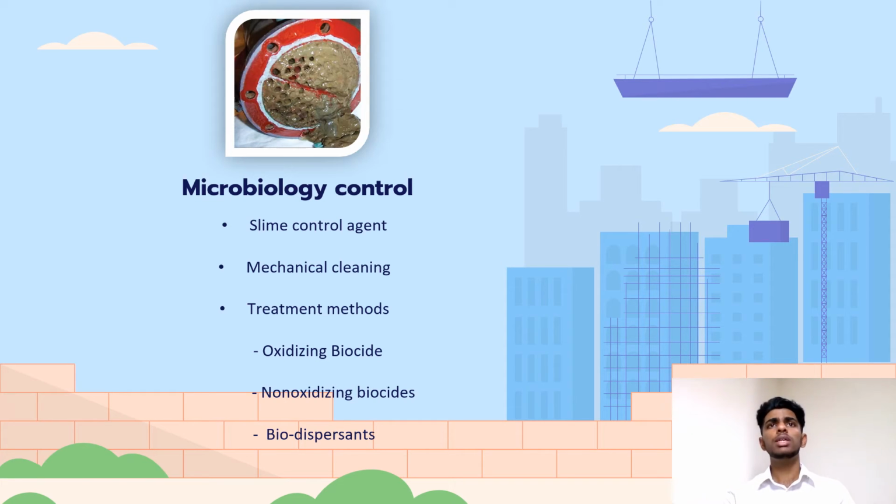And then the second way is quite easy, which is mechanical cleaning. Mechanical cleaning is the best way to get rid of the accumulated growth. And then the third is treatment methods. In treatment methods there are three ways, which are oxidizing biocides, non-oxidizing biocides, and biodispersants.